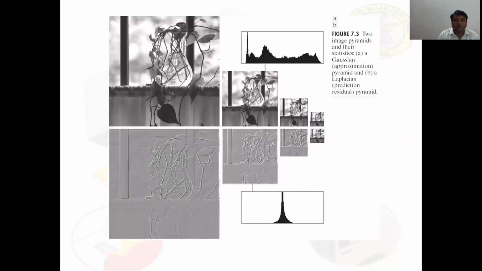You can see from the diagram two image pyramids and their statistics: a Gaussian pyramid and a Laplacian pyramid, that is, the prediction residual pyramid.